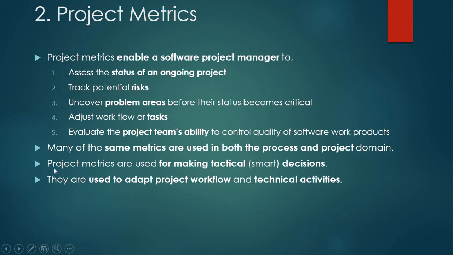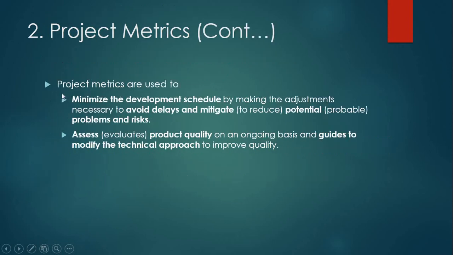Project metrics are used for making tactical decisions. They are used to adapt project workflow and technical activities. So these five things are important for project metrics. Now we will discuss more about them. Project metrics are used first to minimize the development schedule by making the adjustments necessary to avoid delay, and to mitigate, or reduce, potential problems and risks.